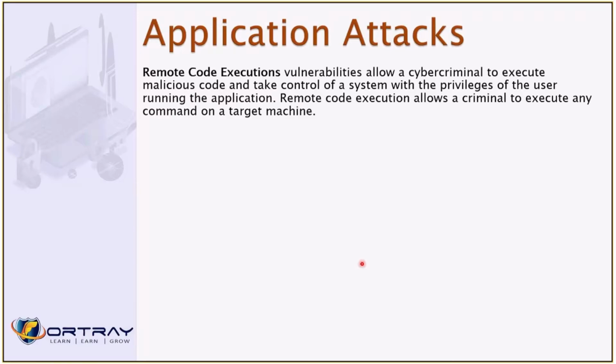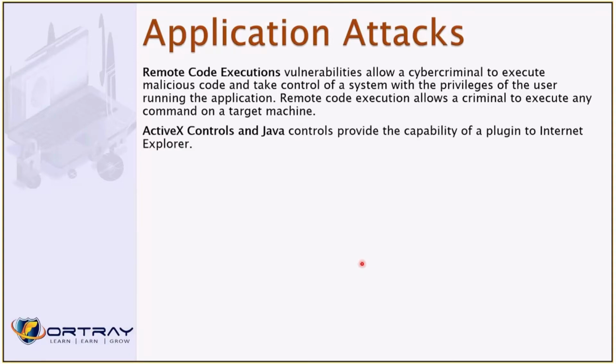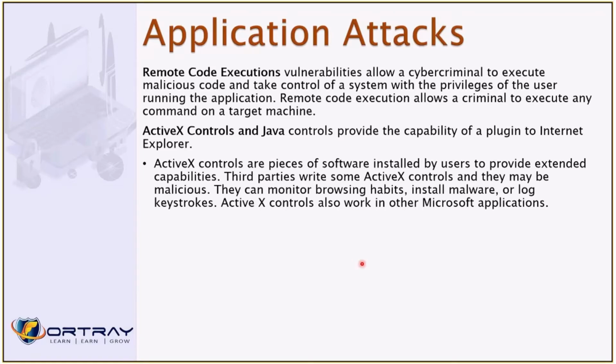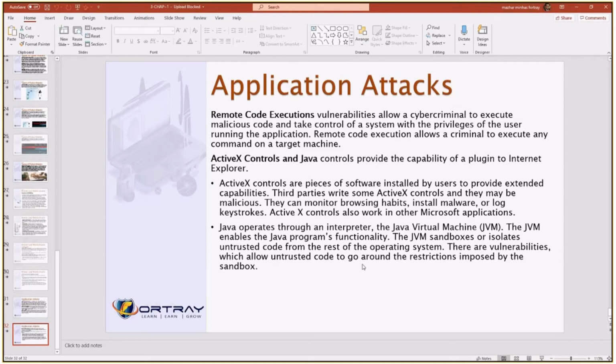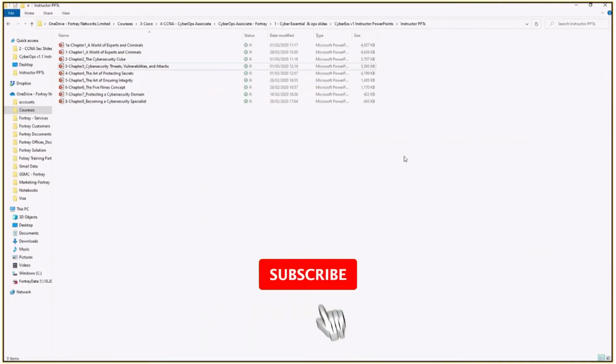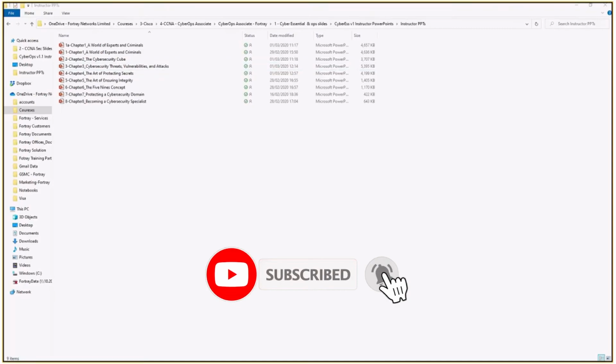Application level attack, remote code execution. The vulnerability allows cyber criminals to execute malicious code and take control of the system by using a privileged user running the remote code execution. It allows a criminal to execute any remote control. ActiveX control and Java are quite commonly used on websites, and mostly companies block them because they can pose some kind of weakness inside the system. So that was related to vulnerability.